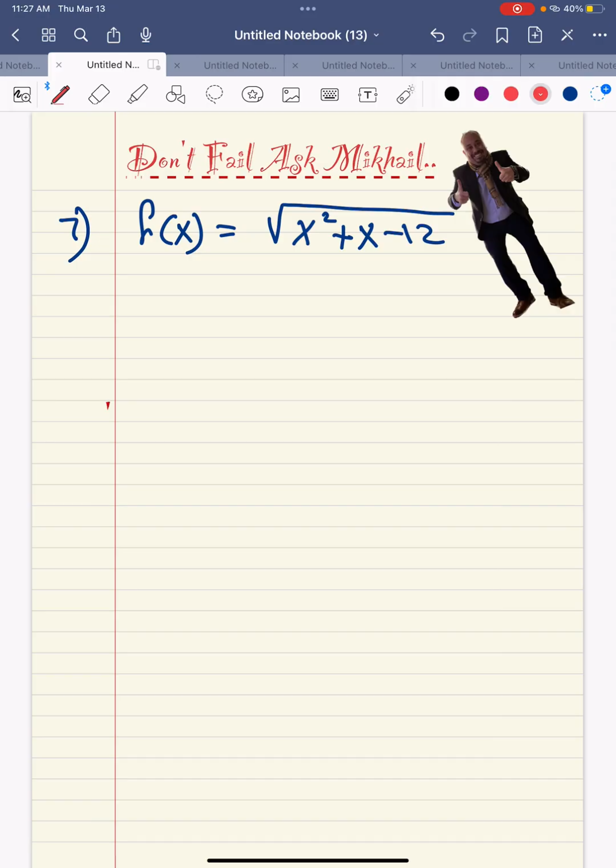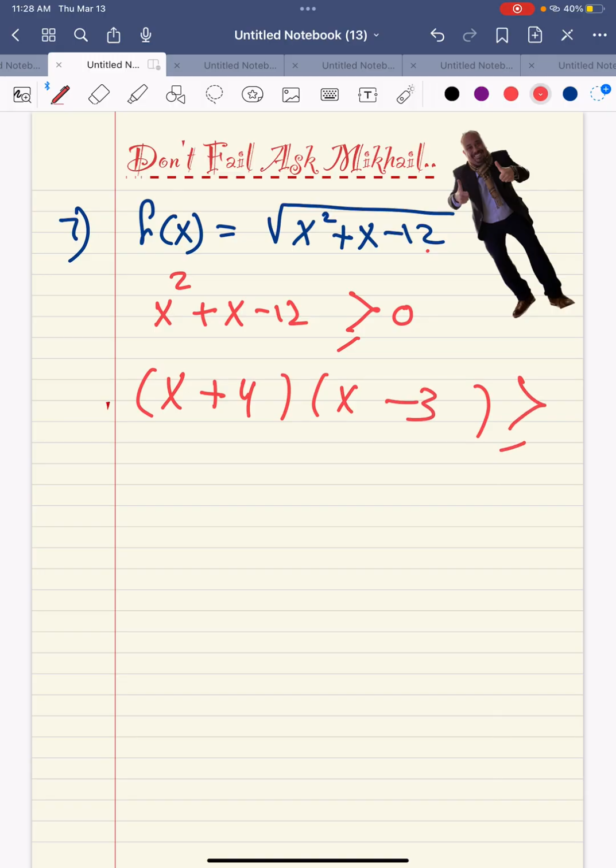So, how about this one? We have the square root of x squared plus x minus 12. So we're going to set this greater than or equal to 0. x squared plus x minus 12 greater than or equal to 0. All right, so we have to factor: two numbers you multiply to give you negative 12, they add up to positive 1, which is positive 4 and negative 3. So (x plus 4)(x minus 3) greater than or equal to 0.